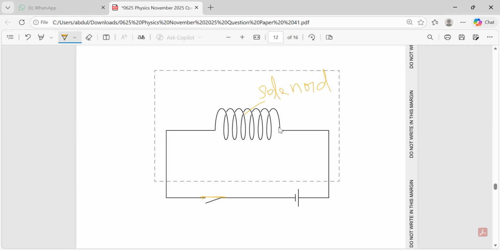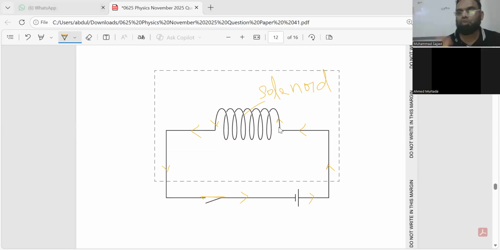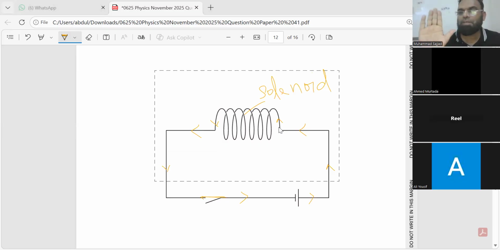Current will flow like this, see, positive towards negative. So right hand grip rule, my dear friends. Attentive. My fingers will go in the direction of current. See the curl like this. So current, thumb will point towards the North Pole.